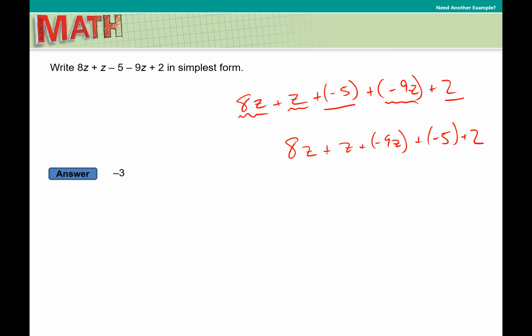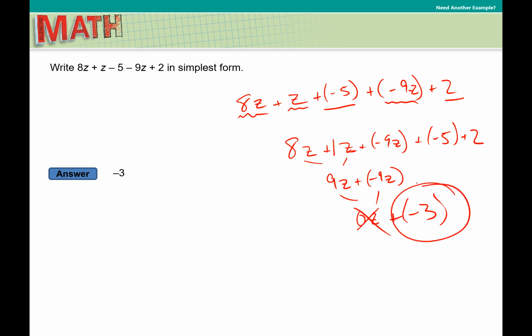So I have 8z plus, that's 1z, right? And if I add those two together, that gives me 9z plus -9z, which we know those two will cancel each other out. We end up here with 0z plus -3. That is nothing, so our answer is -3.